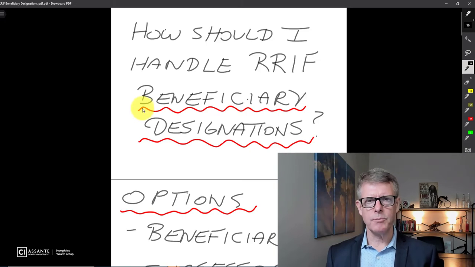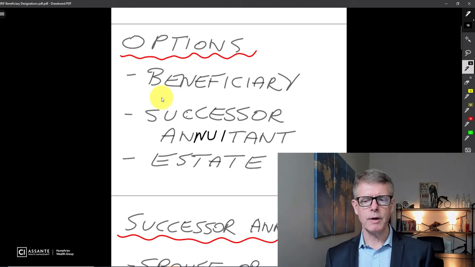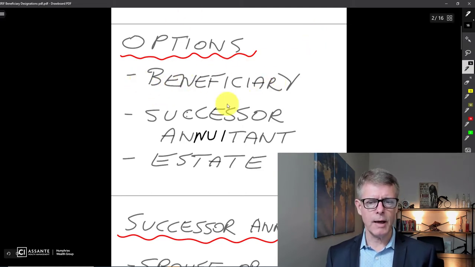Now, when we talk about beneficiary designations, let's talk about the three main ones that usually come to mind for people. So the first one is just a straight beneficiary designation on a RRIF account. We're going to talk mostly about RRIF accounts, but some of the comments I'm going to talk about today will carry over to RRSP accounts, and I'll make a few comments about tax-free savings accounts further on in this presentation. So we can have a beneficiary listed on the RRIF account, we can have a successor annuitant listed on the RRIF account, and we can have the estate listed. Now, what's unique about these three is a successor annuitant applies specifically to a RRIF account, whereas the beneficiary designation and the estate designation here can apply to an RRSP account as well.